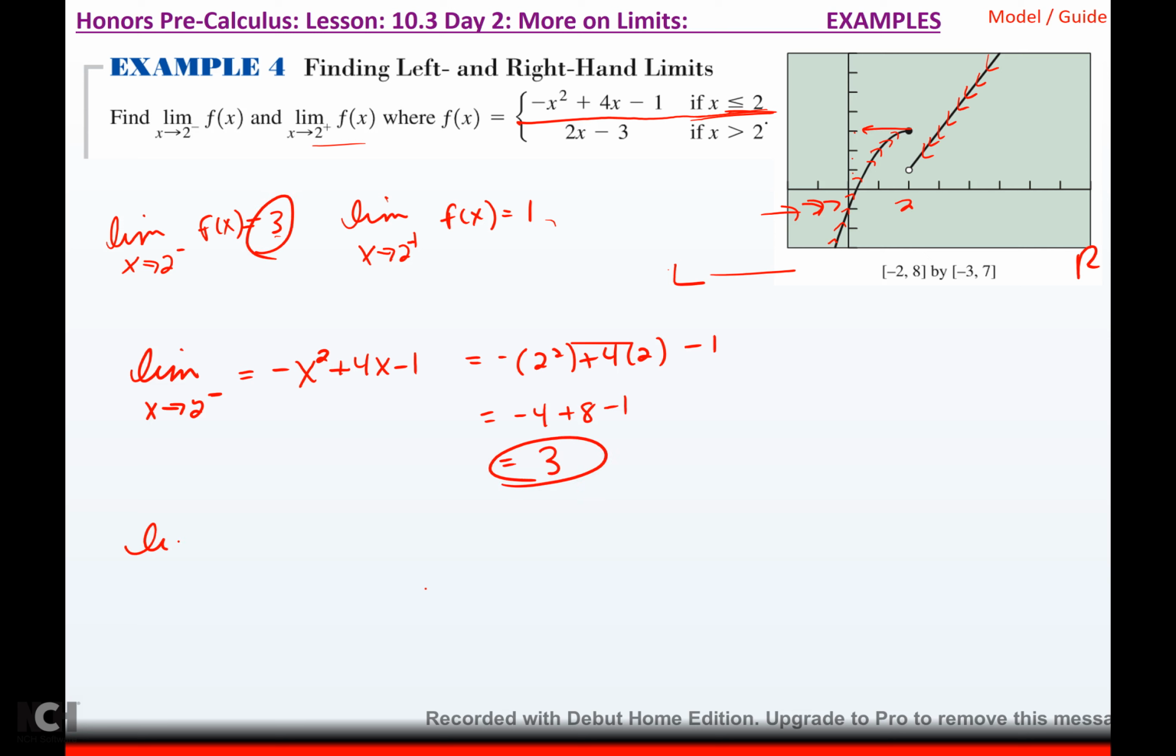Okay, the limit as x approaches 2 from the right, if I'm approaching 2 from the right, I'm picking x's that are bigger than 2. So I'm using 2x minus 3. So if I plug that in, 2 times 2 minus 3 is 4 minus 3 is 1. Okay, so we say the left-hand limit is 3 and the right-hand limit is 1, but the limit itself doesn't exist. Okay?